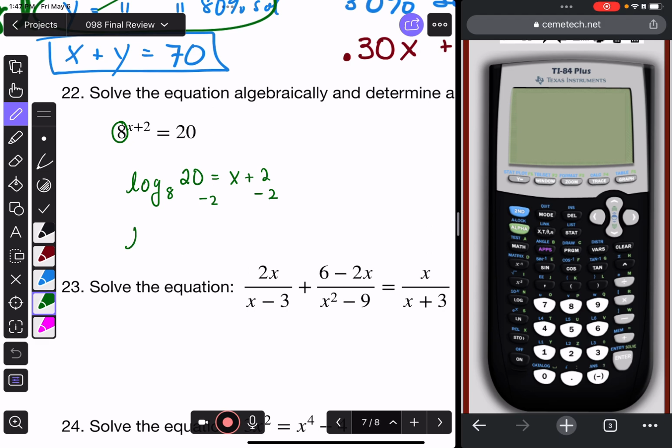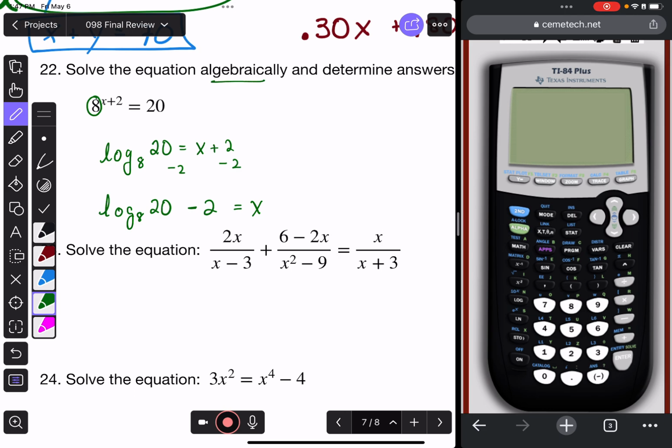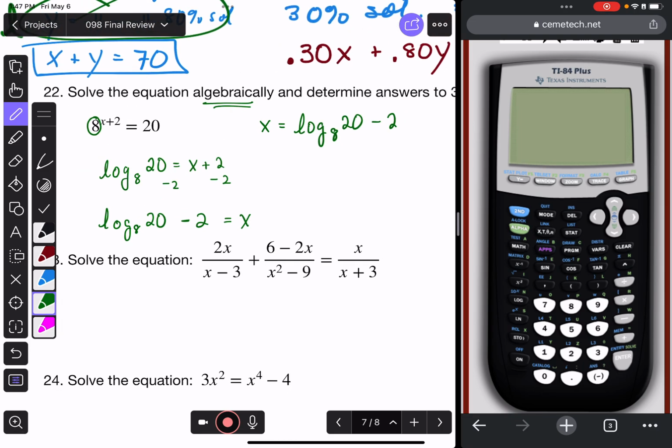So we get log base 8 of 20. And if you subtract 2, that tells you what x is. Okay, so they say find it algebraically. This is what they would like for an answer. The log base 8 of 20 minus 2. Now, our calculator does not do base 8s. Our calculator only does base 10, so this is that change of base formula. Log base 10 of 20, the big number, over log base 10 of 8, the little number, minus 2.